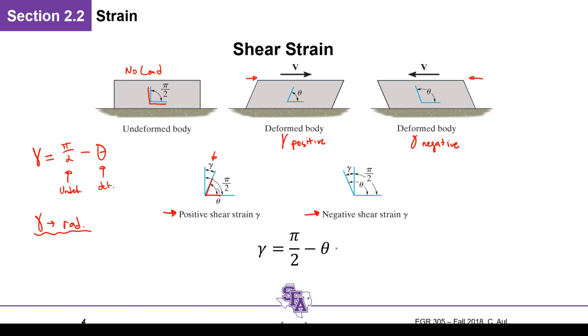You can also see it on this one here, where theta is larger than 90 degrees, where gamma is here. Here we refer to gamma as being negative. And it all comes back to this relationship here, where gamma is equal to pi over 2 minus theta. So it's important to remember the convention here for negative and positive.